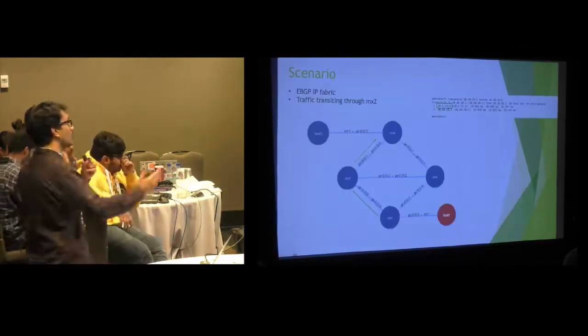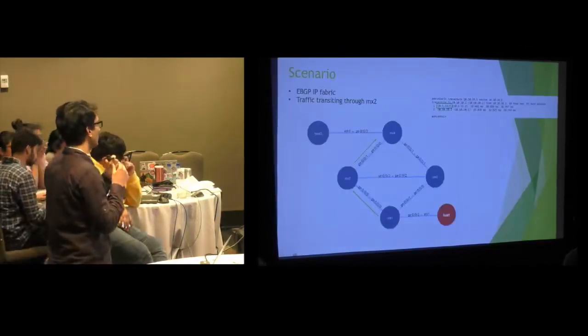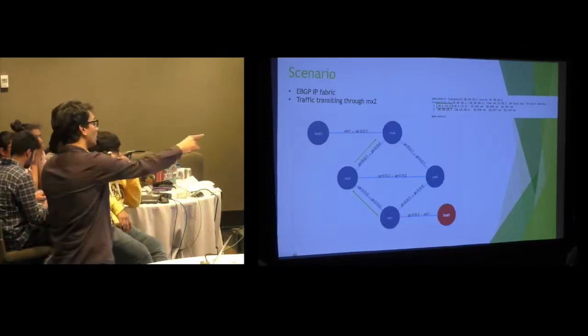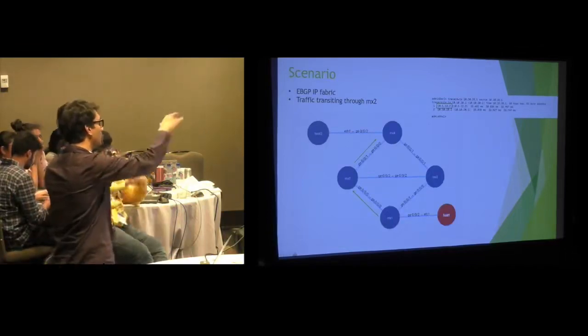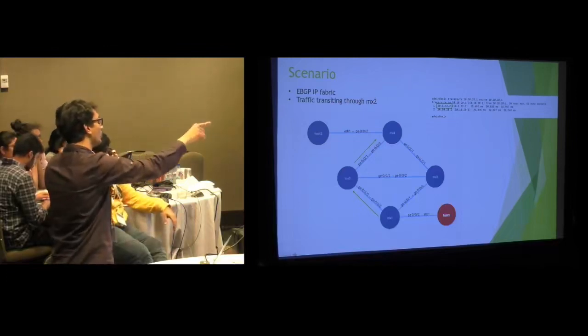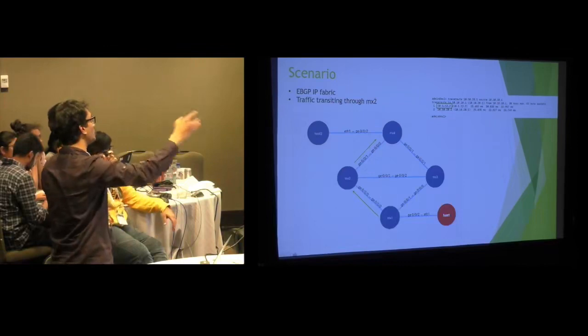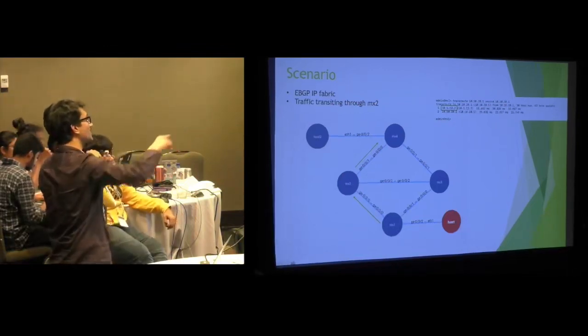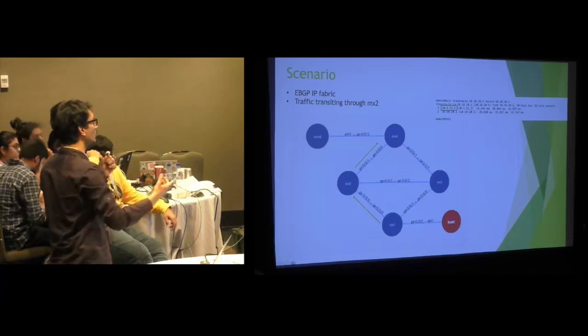This was the topology that we were working with. Chris reserved a different topology for us. Initially, we had an eBGP fabric running eBGP, and when we were pinging traffic between host 1 and host 2, it used to take the MX2. Even in the traceroute, you can see that the traffic is going through MX2.